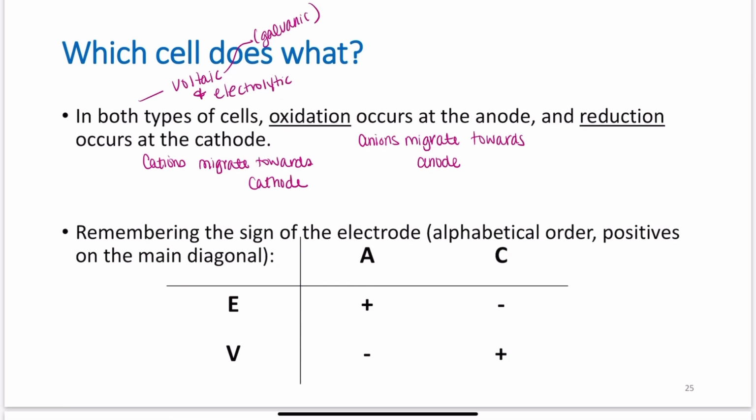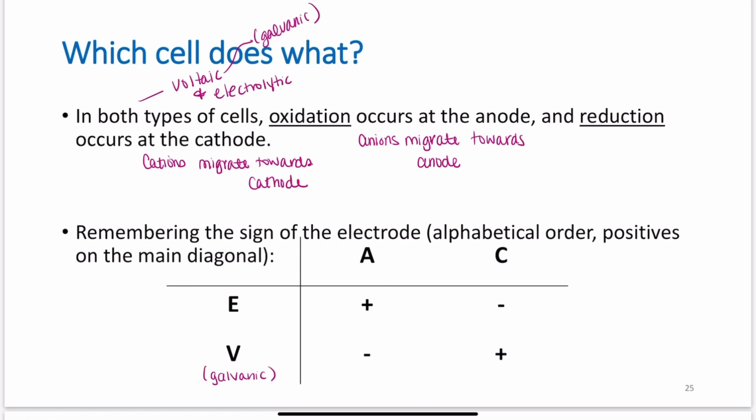The way I remember, and then they each have a sign, a positive or negative sign associated with them. We are going to have to remember what sign is what, okay? This is the one thing that does differ if it's electrolytic or voltaic. In electrolytic cells, your cathode will be a negative charge, your anode will be positive charge. But in voltaic or galvanic cells, your cathode has a positive charge to it, your anode is a negative charge species. This you have to remember.